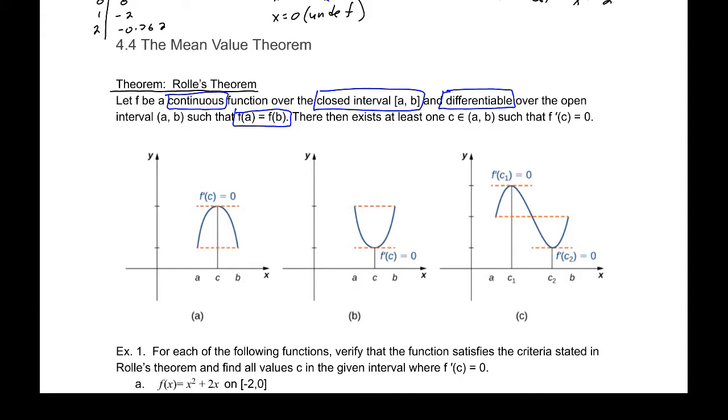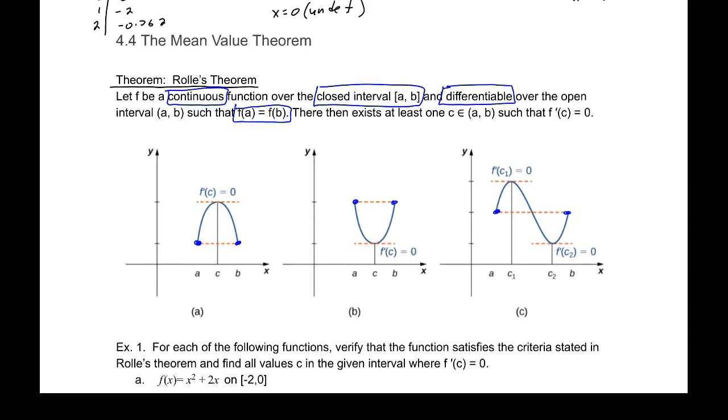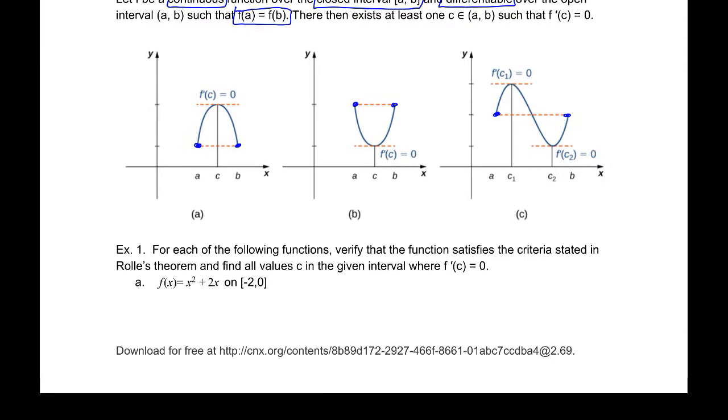So there are three examples here. If the endpoints are equal, that's one of the hypotheses, and it's continuous and differentiable, then in any of these cases there has to be at least one point where we have a tangent line. The degenerate case is you could have a function that looks like this, where every point in that interval has a derivative of 0. The idea, though, is that there can be at least one. There has to be at least one if it is continuous over a closed interval, differentiable in there, and the endpoints are equal. So let's apply this to example 1.